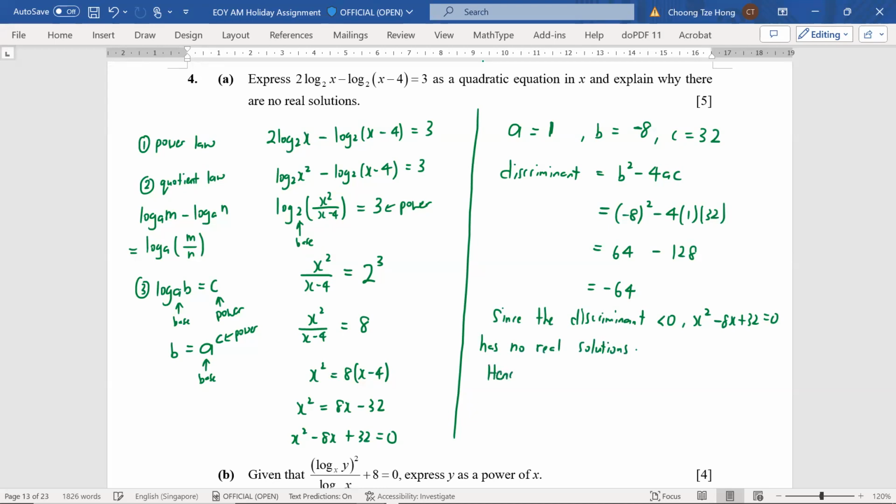Hence, this also implies that no real solutions means we can't find any real answers for x. So this also implies that the original logarithmic equation has no real solution. Hence, 2 log 2x minus log 2(x minus 4) equals 3 has no real solution. So this is how you solve a question like this. This is a question that is a combination of two different chapters, so you shouldn't be surprised to see questions like this in your exam.